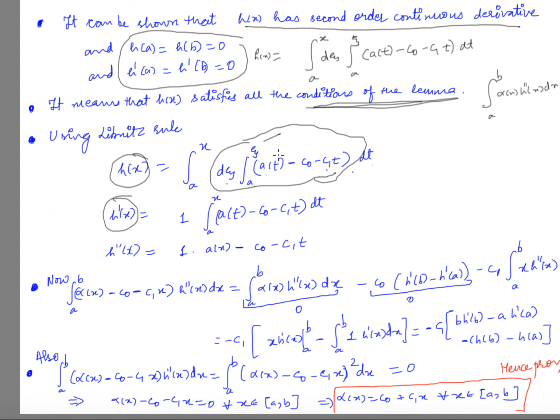Second, you differentiate the upper limit with respect to x, that will be dx by dx, that is 1, times the integrand computed at x. So instead of zeta you have to put x. Okay, this is your first derivative. Now for the second derivative, the other terms in the Leibniz rule are also 0. We have already computed this derivative, right? So it will be alpha(x) - c0 - c1 x.